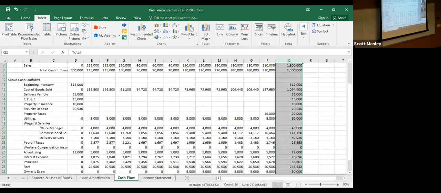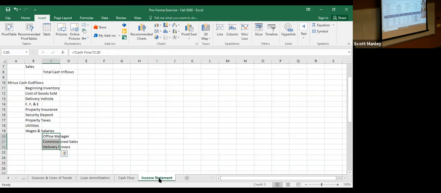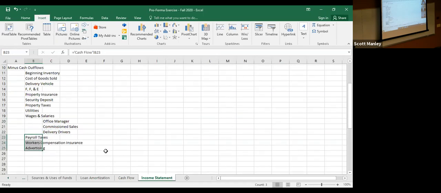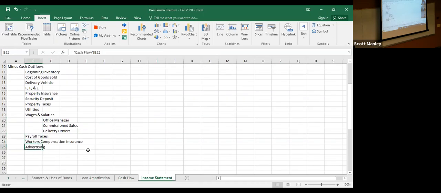Okay, cash flow, then payroll taxes. I'm just copying labels, y'all. That's all I'm doing. If you want to type them, that's fine. Okay, that's fine.